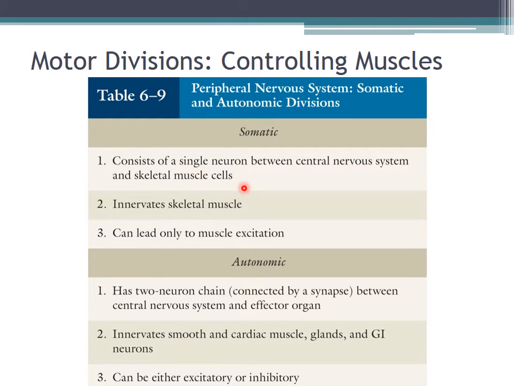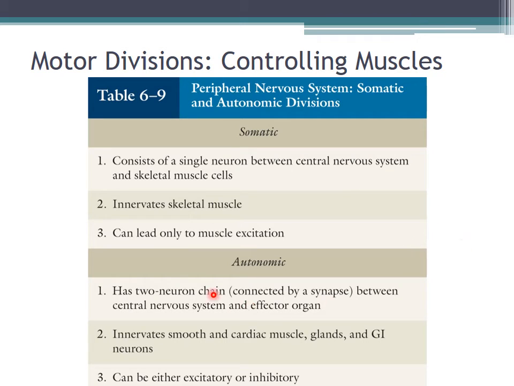These somatic motor neurons are going to send their axons from the central nervous system all the way to the skeletal muscle cell itself. So what you'll see in the next image here is that in the somatic nervous system there will be a single neuron from the central nervous system to the muscle cell. When this somatic motor neuron innervates that skeletal muscle, it can only excite it. It cannot inhibit it. There's no such thing as an inhibitory somatic motor neuron.